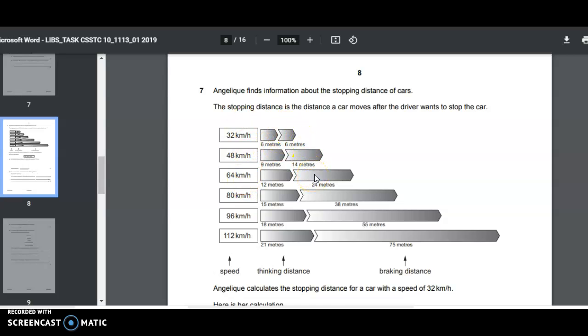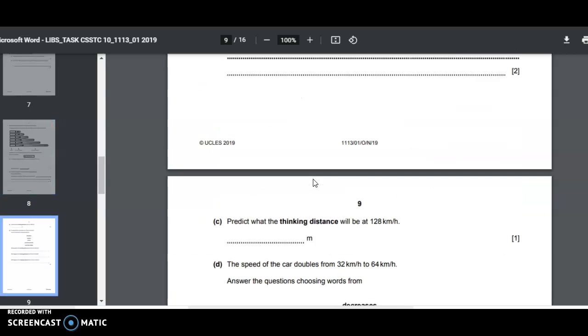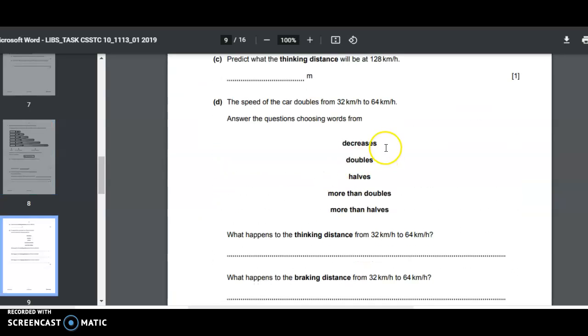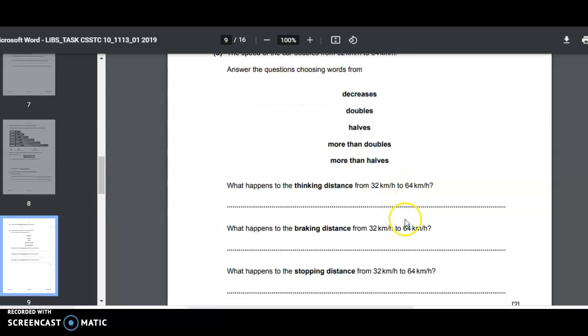Now we know that's more than 12. And it doesn't decrease. It's more than 12. It doesn't decrease. That's what a half would be. So it's more than double. So the next one is more than double.